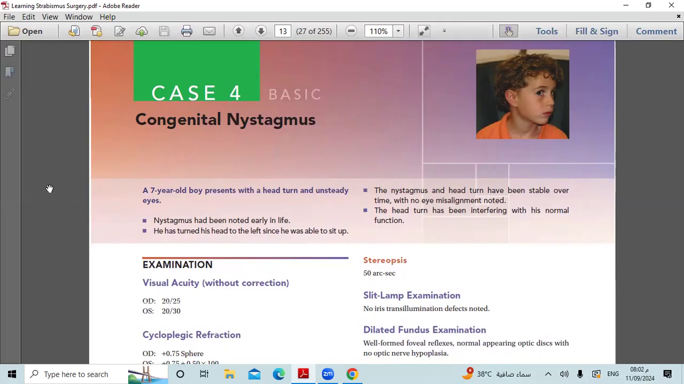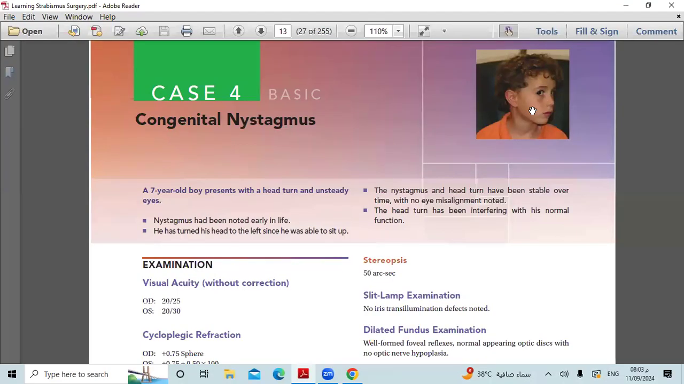Here, he is a child, 7 years old, and he came with head turn and unsteady eyes. So he has nystagmus, and the case mentioned that it starts in early life. He turned his head to the left side, as mentioned here in the paragraph, and you can see it here in the picture. When he turns his head, the nystagmus becomes more stable with no misalignment.